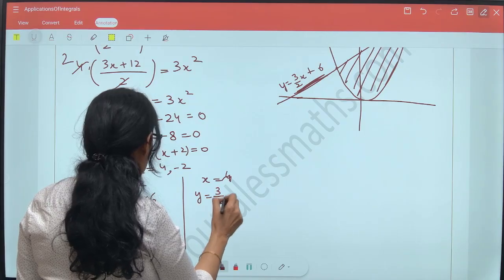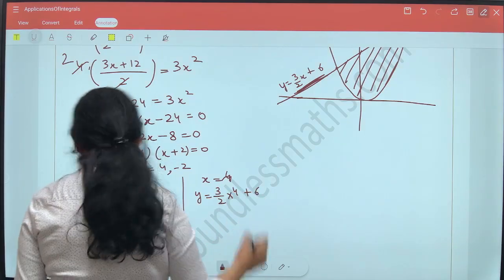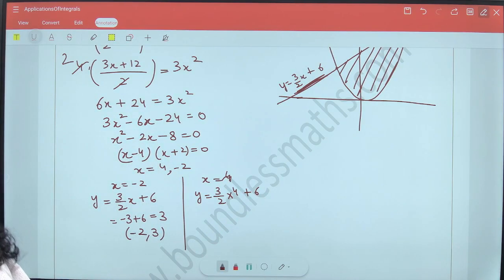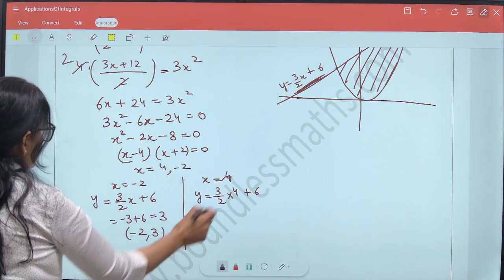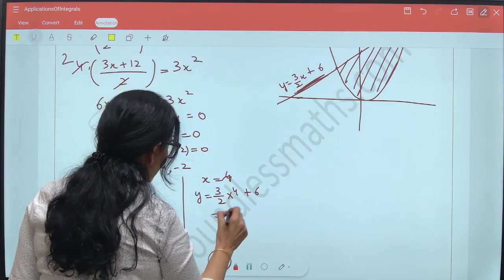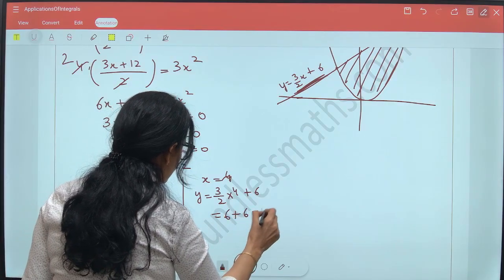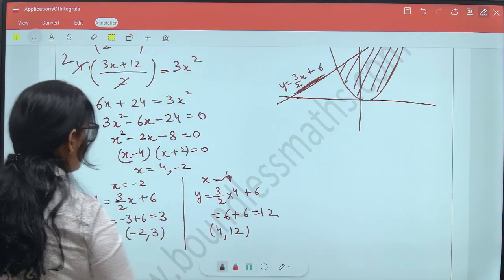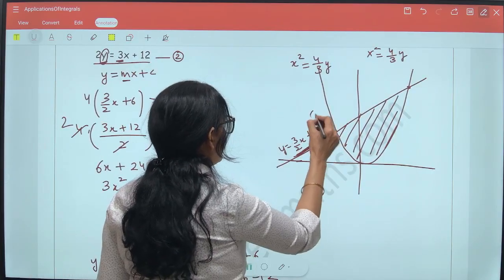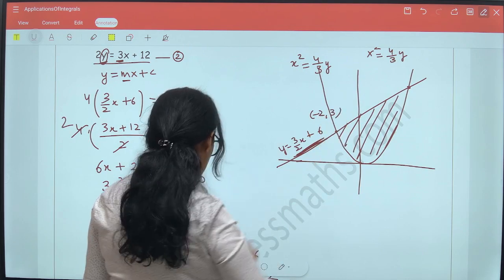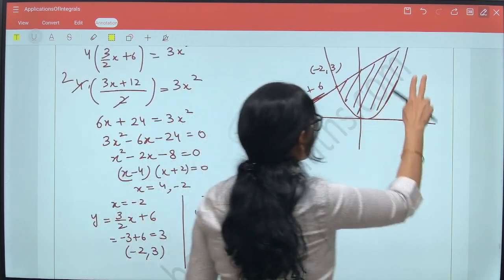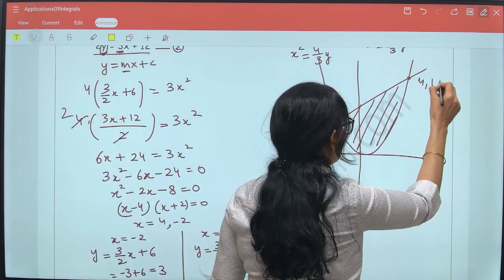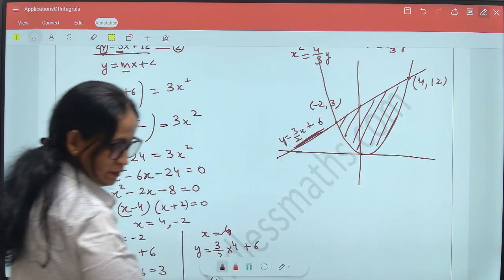It is going to be 3 by 2 into 4 plus 6. How much is 3 by 2 into 4? So it is going to be 2 2s are 4, 3 2s are 6, and 6 plus 6 makes it 12. That means it is 4, 12. So the 2 points of intersection are minus 2, 3, and the other one is 4, 12. So these are the 2 points of intersection.